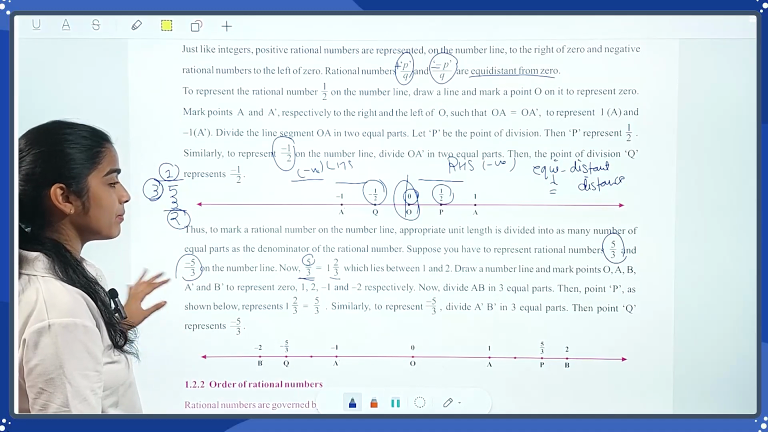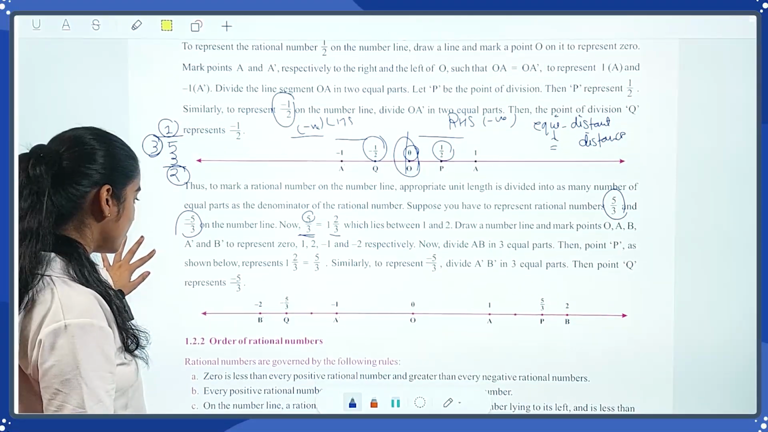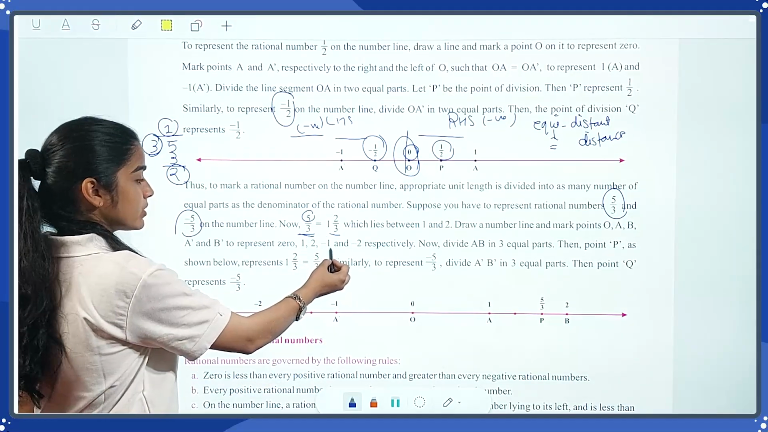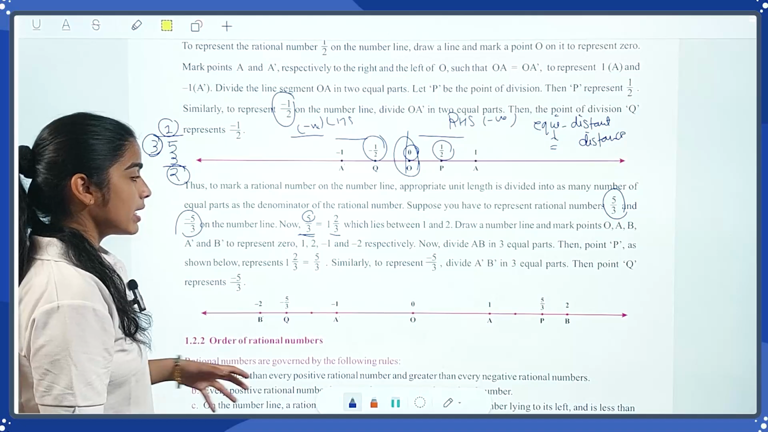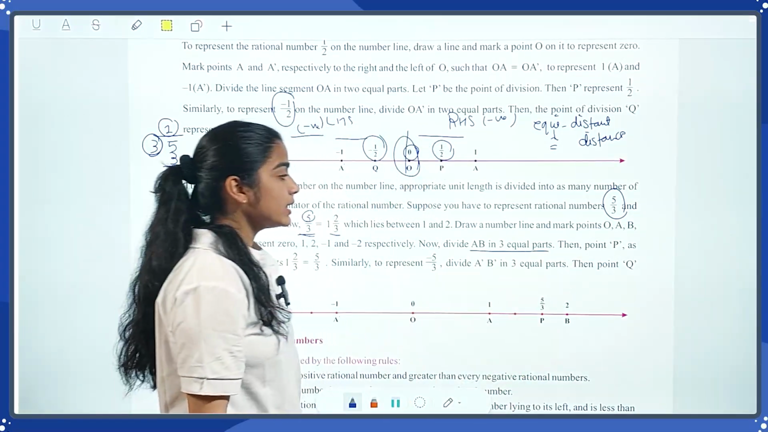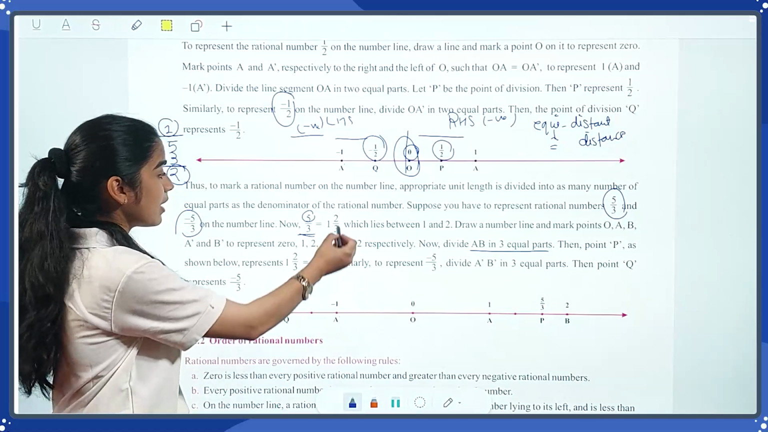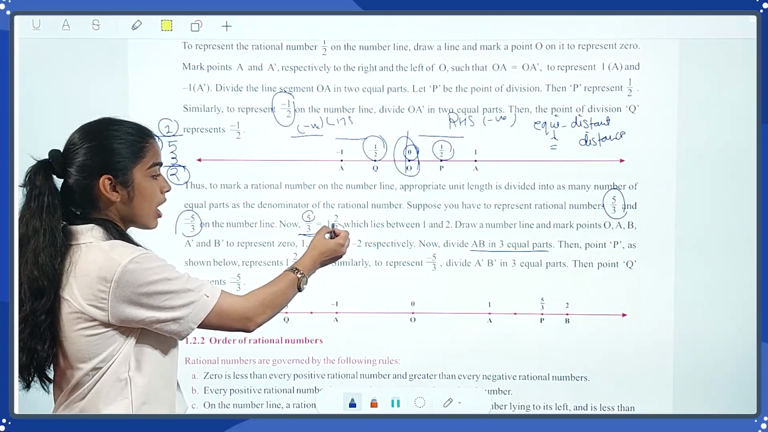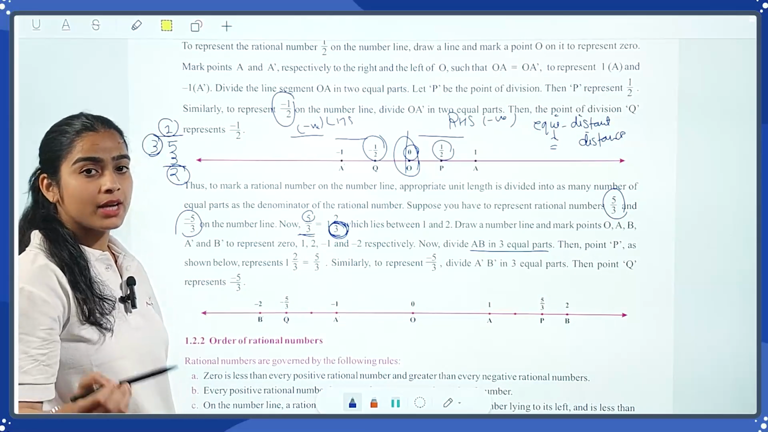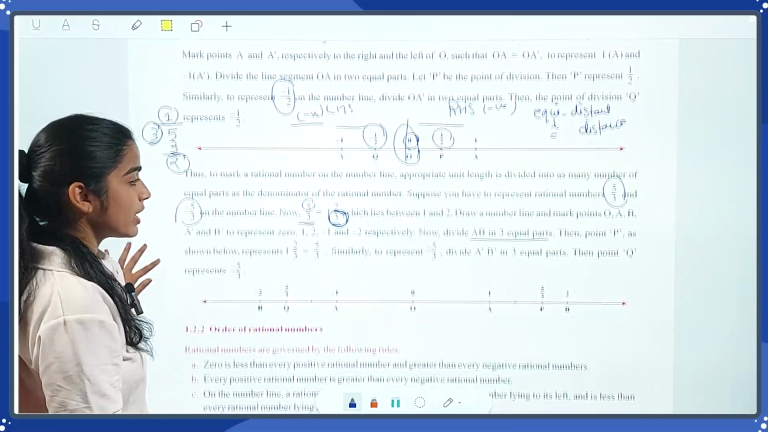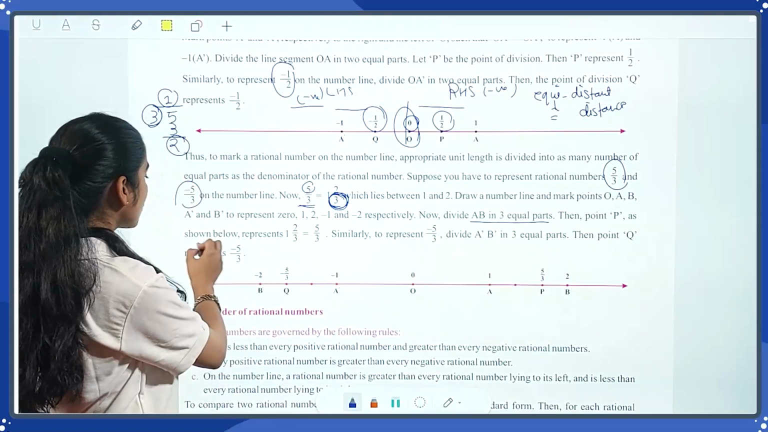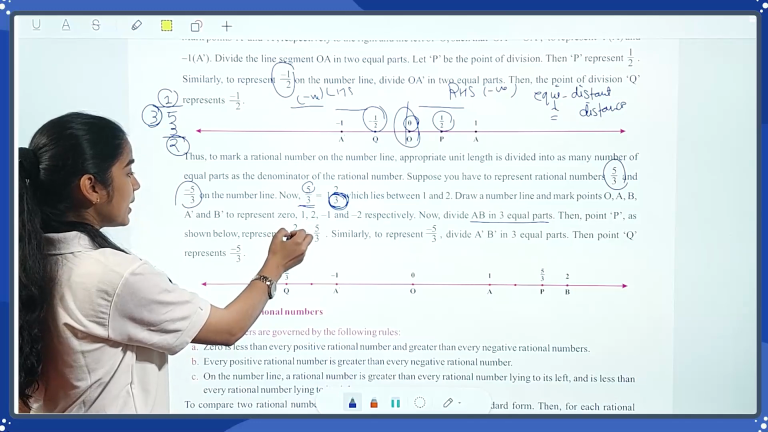Draw a number line and mark points O, A, B, A dash and B dash to represent 0, 1, 2, minus 1 and minus 2 respectively. Now divide AB into 3 equal parts. Why are we dividing this line into 3 equal parts? Because we have 2 by 3. Whichever number we have in the denominator, accordingly we have to divide the number line. So we are dividing into 3 equal parts. Then point P as shown below represents 1, 2 by 3.